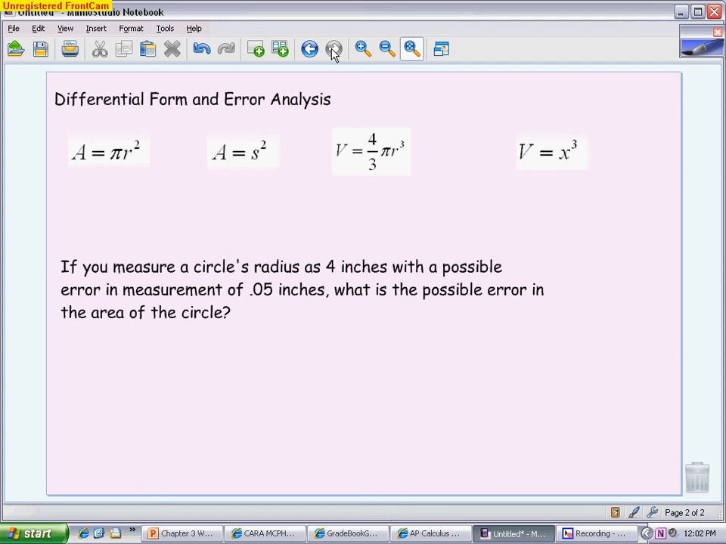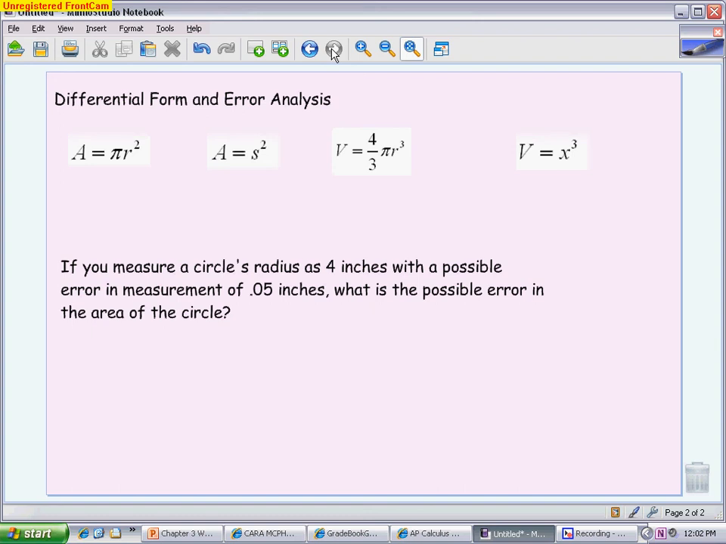So what I'm starting with is I'm showing you some geometric formulas. As I've mentioned before, if it's a volume formula, if it's something that you should maybe not know off the top of your head, I will present it to you. If it's an area formula, you should know it. Differential form allows us to do what's called an error analysis. Sometimes it's also called error propagation.